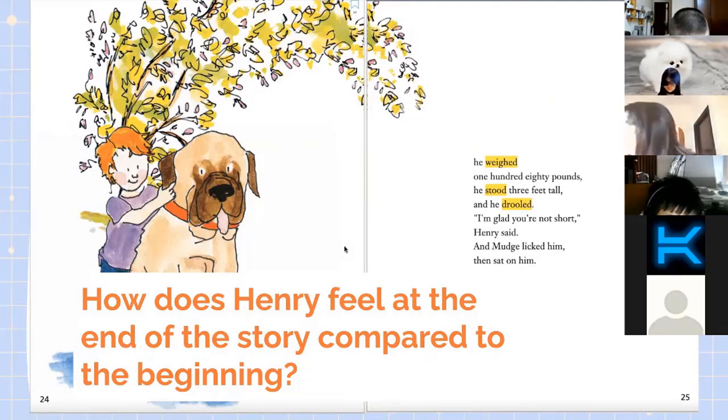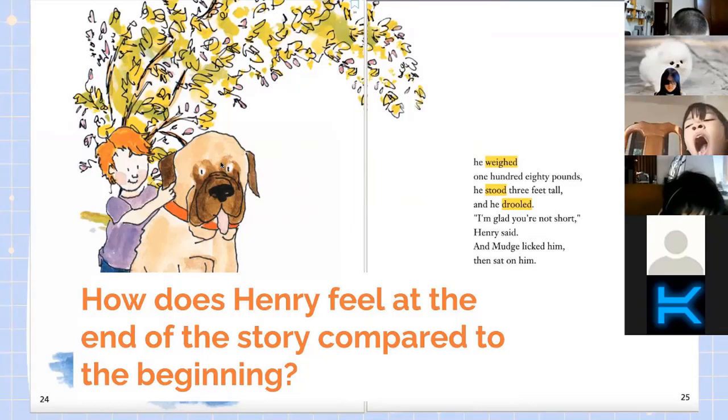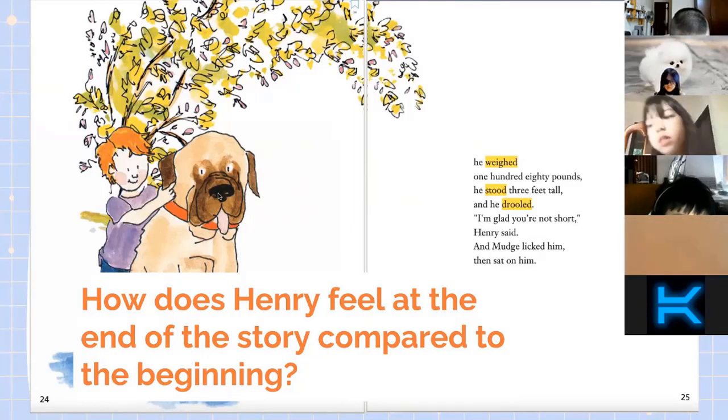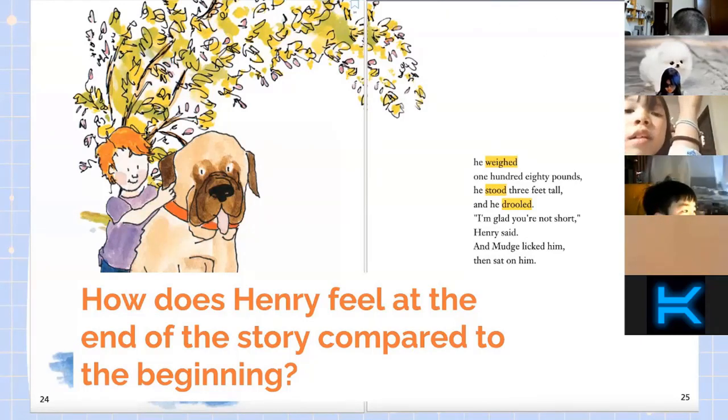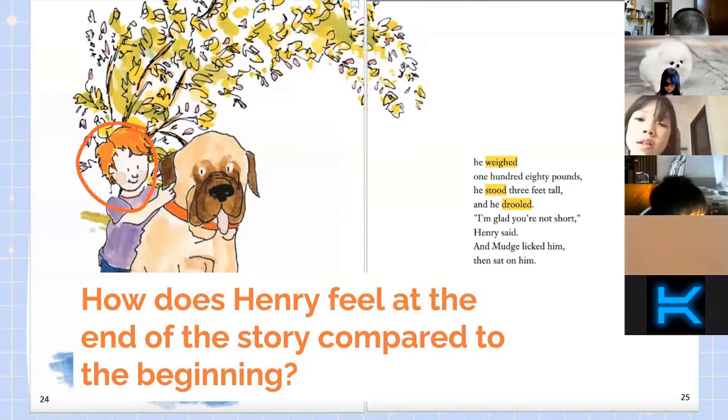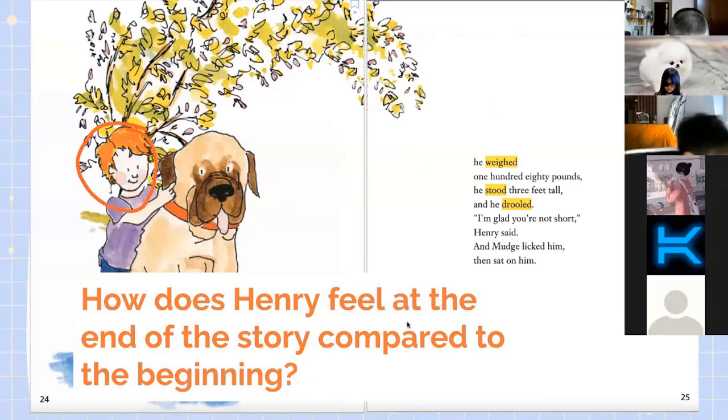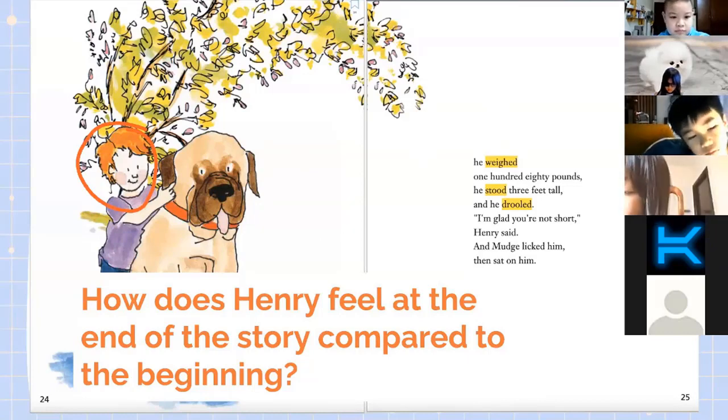We're not going to go through everyone's weight right now, but we can know that Mudge is a very big dog. So how does Henry feel at the end of the story compared to the beginning? How do we think that Henry looks here compared to the beginning of the story? So let's look at Henry. What do we think, Daisy? How is Henry feeling at the end of the story here with Mudge compared to the beginning of the story?